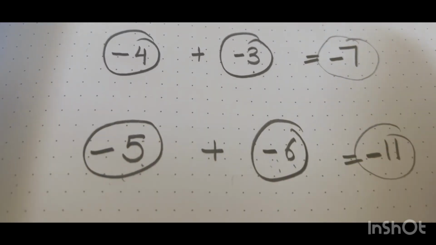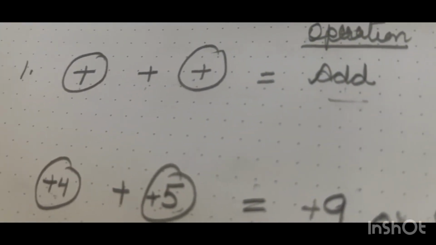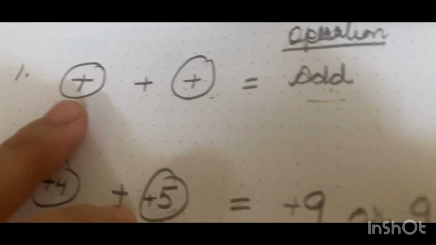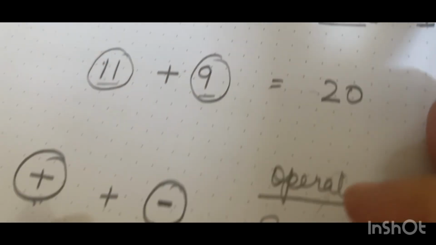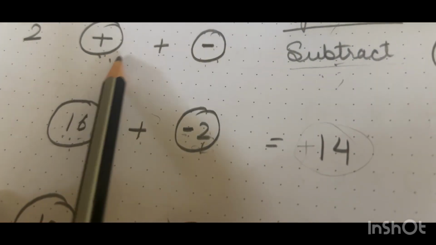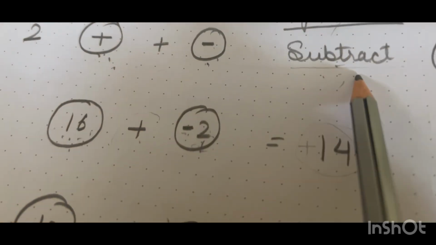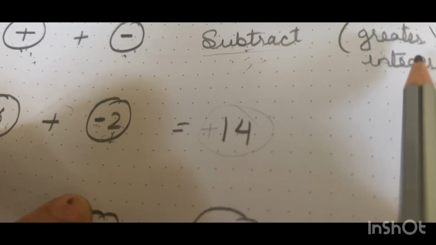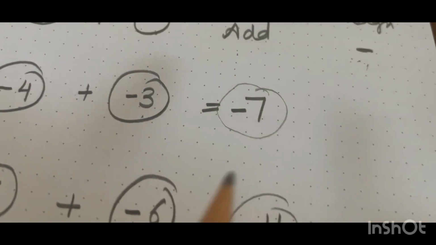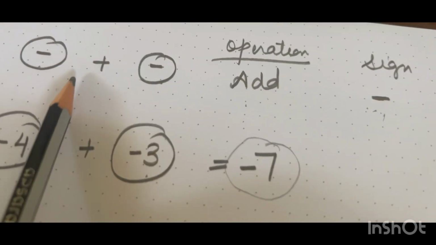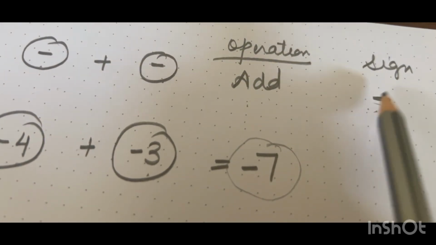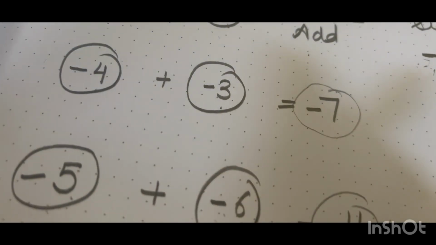So I have told you all the 3 rules. Again I'm repeating. The first rule was, if we are adding both positive integers, we apply the operation add, and the sign is always positive. The second rule was, if we are adding one positive integer and one negative integer, we subtract, but the sign is always that of the greater integer of the two. And the third rule was, when we are adding both negative integers, we add them and put a minus sign before it. So I hope you understood the concept. Keep practicing.